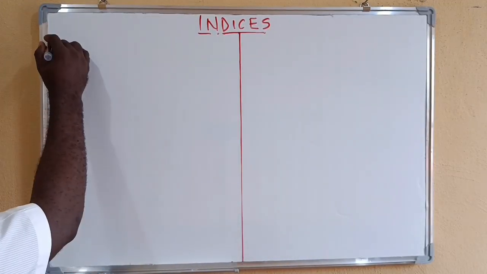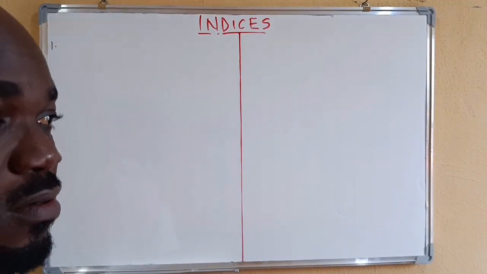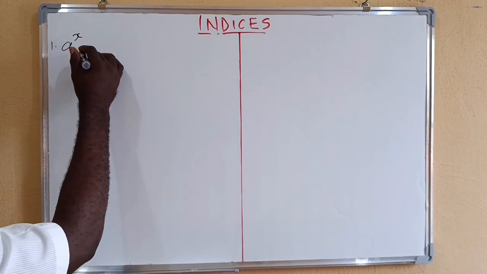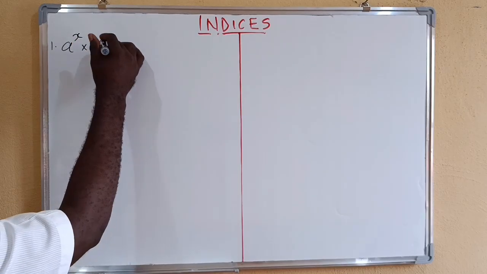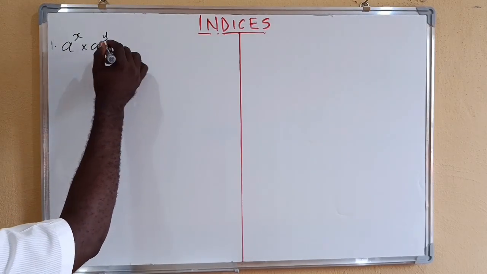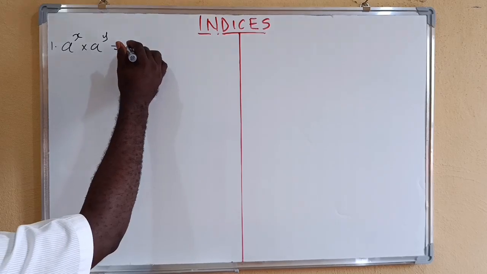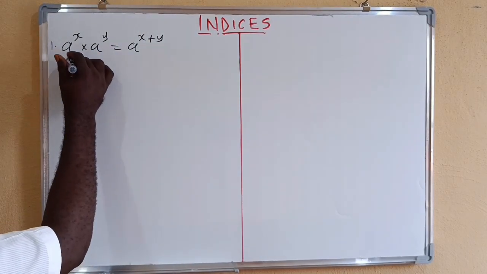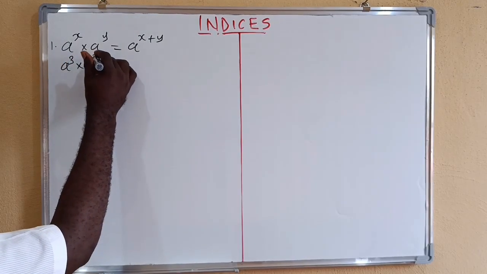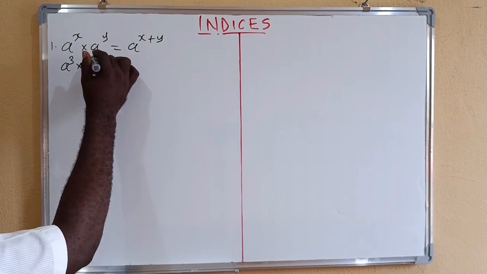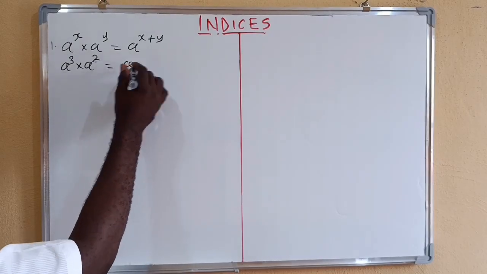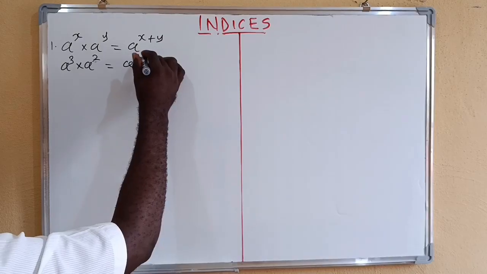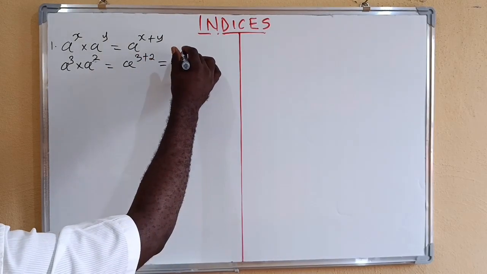One of the laws is that if you have a^x multiplied by a^y, then the powers we add, since they have the same base, so you have a^(x+y). What that means is, if I have a^3 multiplied by a^2, I will retain my base, which is a, but the powers we add, and that is 3 plus 2, to give you a^5.